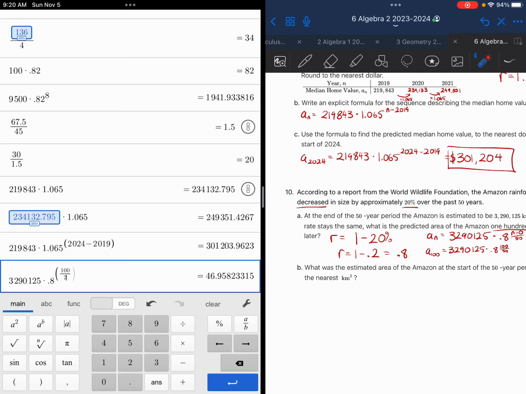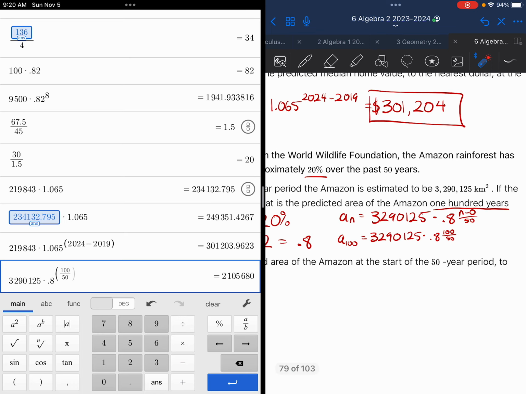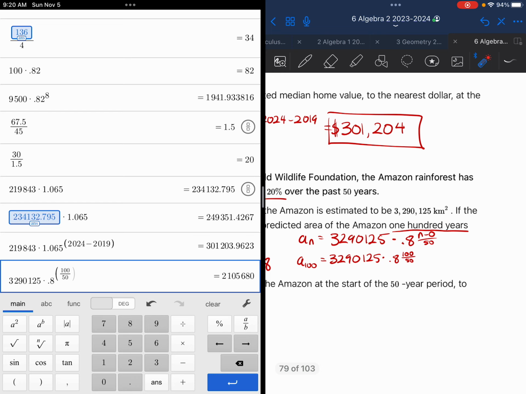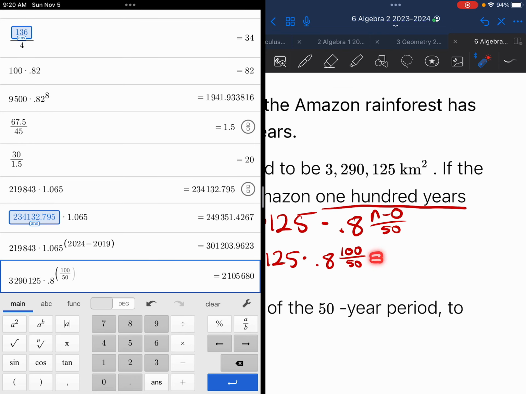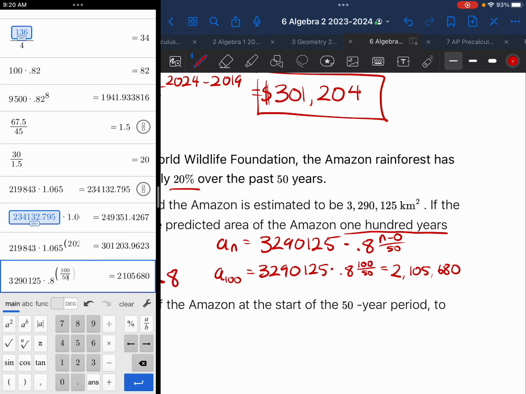Oh wait, why did I divide by 2? It's supposed to be divided by 50. There we go. I in my mind I said this is going to be 0.8 to the power of 2, but then I didn't actually write it out correctly. So typing this exactly, this formula right here gives us, I can move this guy over so I have more room to write, this gives us 2,105,680. All right. Whew. That was scary.